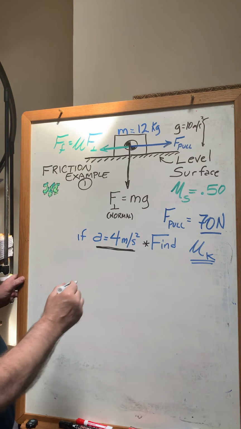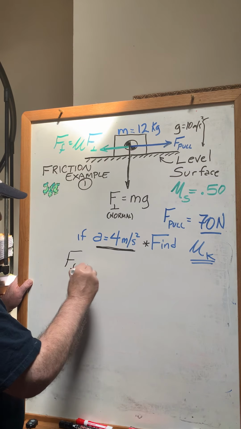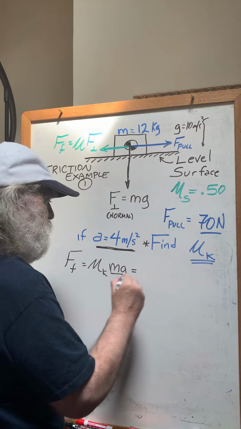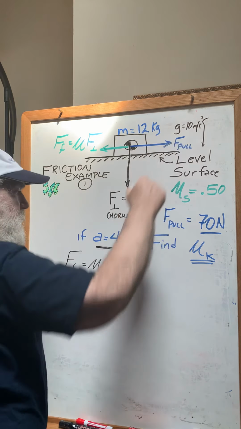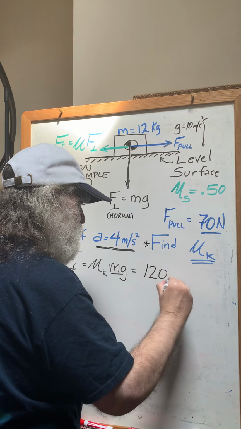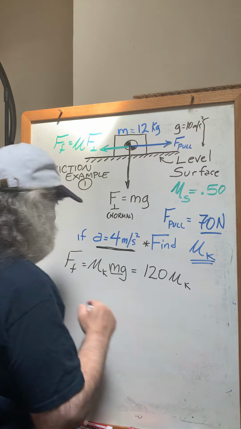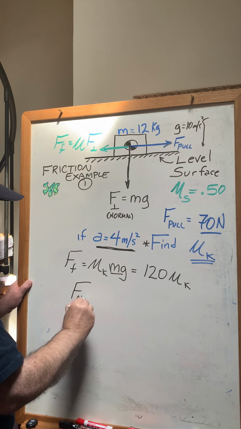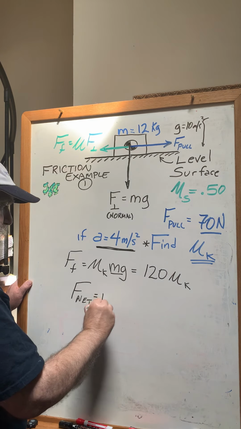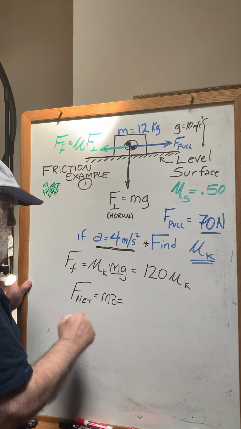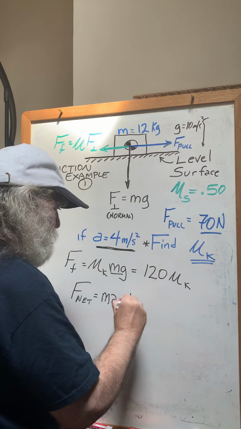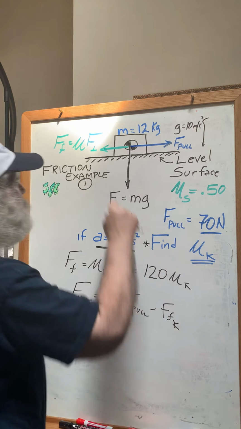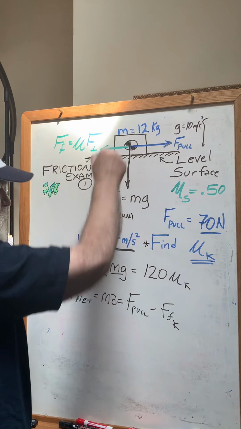kinetic. So the force of friction is mu kinetic times the normal force, the perpendicular force, which is the weight, mg. M is 12, g is 10, so 120 times mu kinetic is going to be the friction force opposing me. So the net force, according to Newton's second law, is ma, which in this case would be the pull in that direction, F pull, minus the force of friction kinetic, whatever the friction force is between these two surfaces.